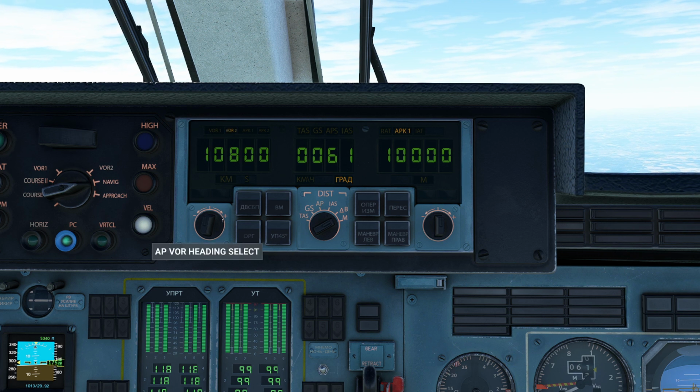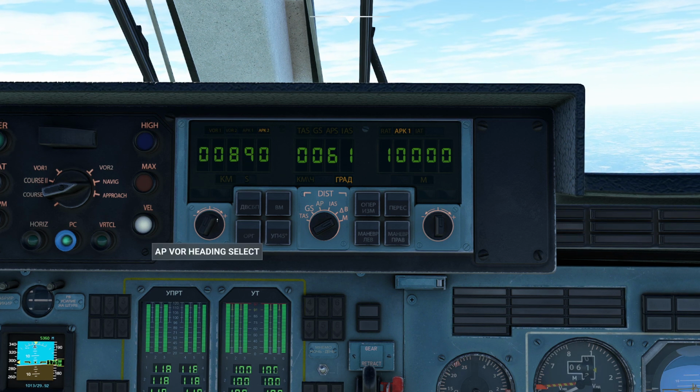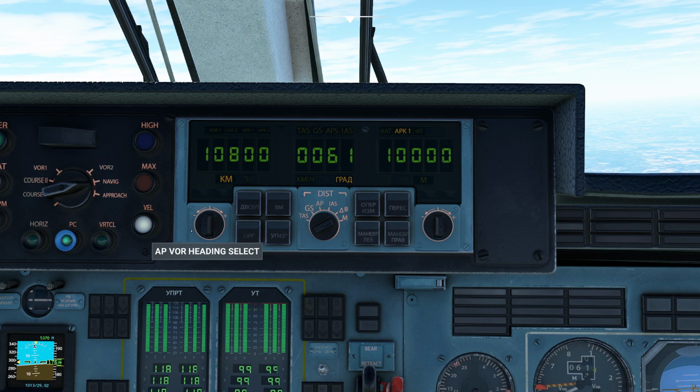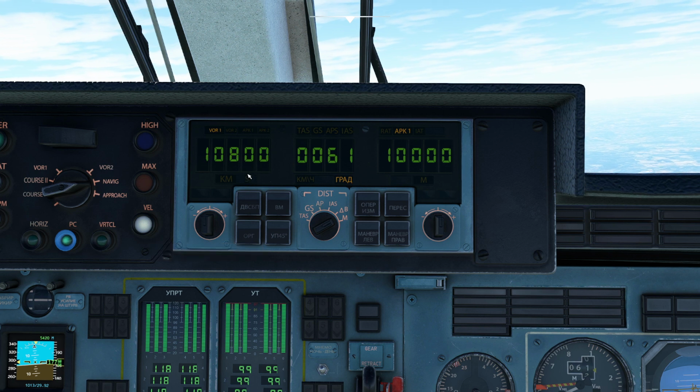So this is just a handy-dandy repeater. Now, I have my two ADFs here. They are ARK, ARC 1, ARC 2. That's going to be those two. We have whatever our DME is set to, and I couldn't quite figure out what the S is. I'm going to figure it out, though, I promise.